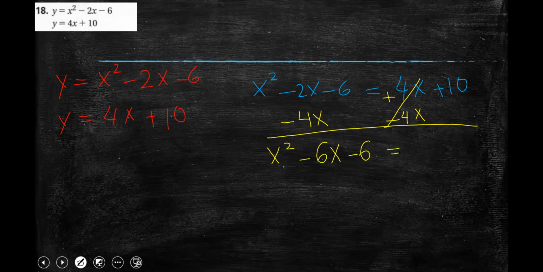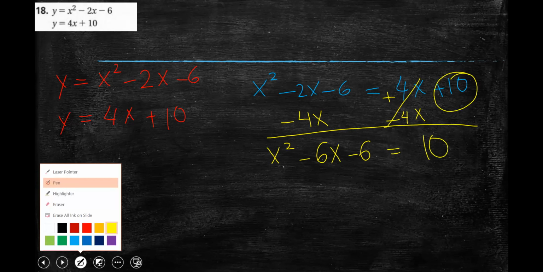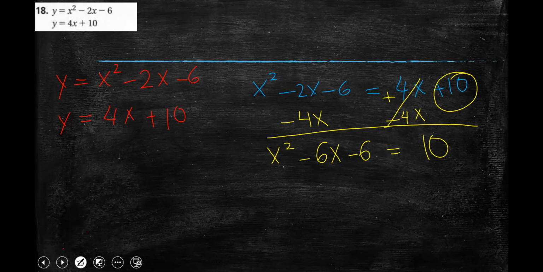Minus 6 equal 10. I need now to move 10. What is the sign of 10 here? It's positive. What is the inverse of positive 10? Negative. It must be -10.